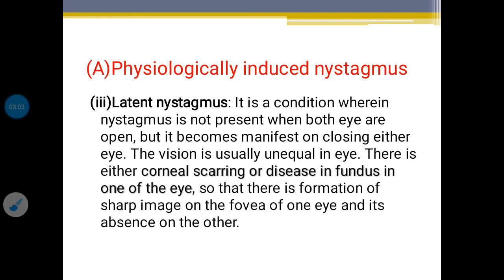The third variety of physiologically induced nystagmus is latent nystagmus. It is a condition wherein nystagmus is not present when both eyes are open, but becomes manifest on closing either eye. The vision is usually unequal in the eyes, and it is produced either by corneal scarring or by disease of the fundus in one of the eyes. So there is formation of a sharp image on the fovea of one eye and its absence on the other.